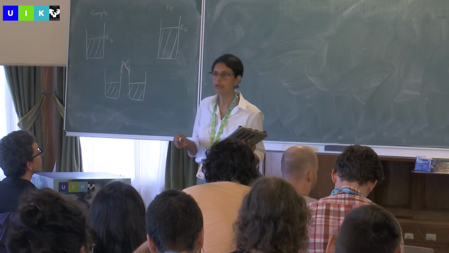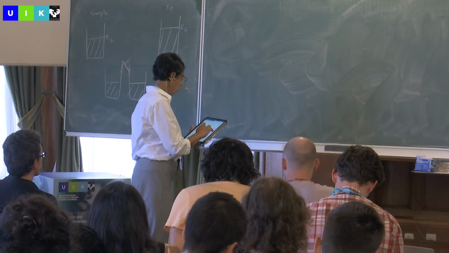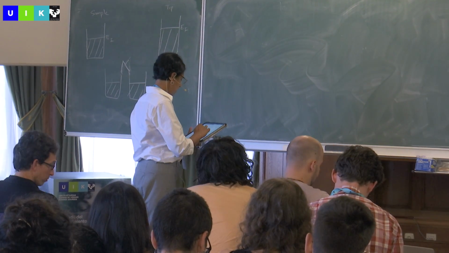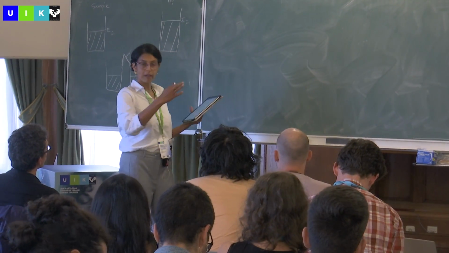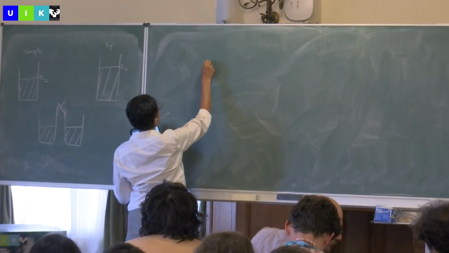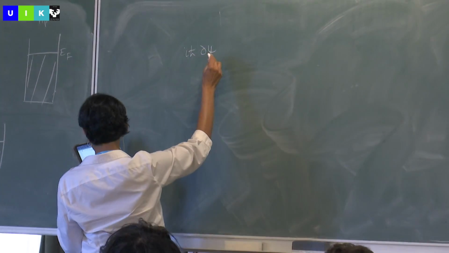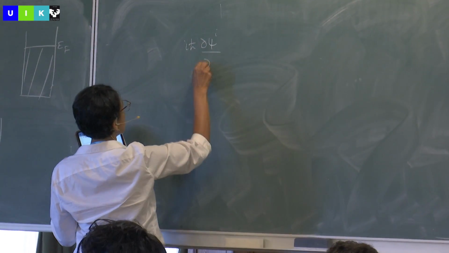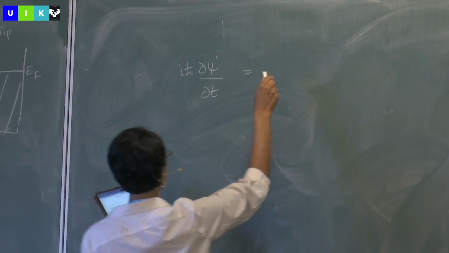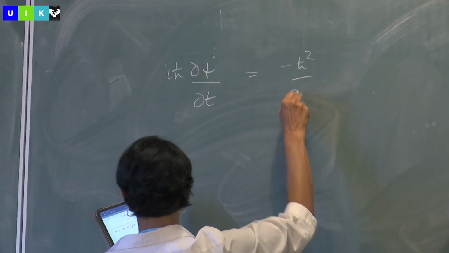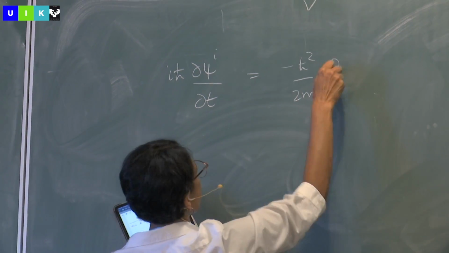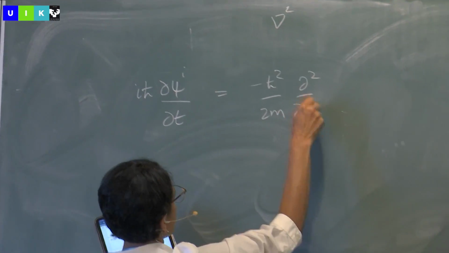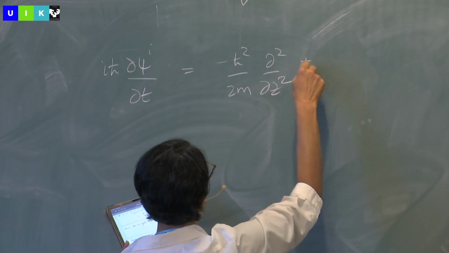So what you do is you say that when the tip and sample are far away, you just write down that your tip and sample wave functions satisfy the Schrodinger equation. And I should really be writing del squared, but just for simplicity, I'm going to write that.